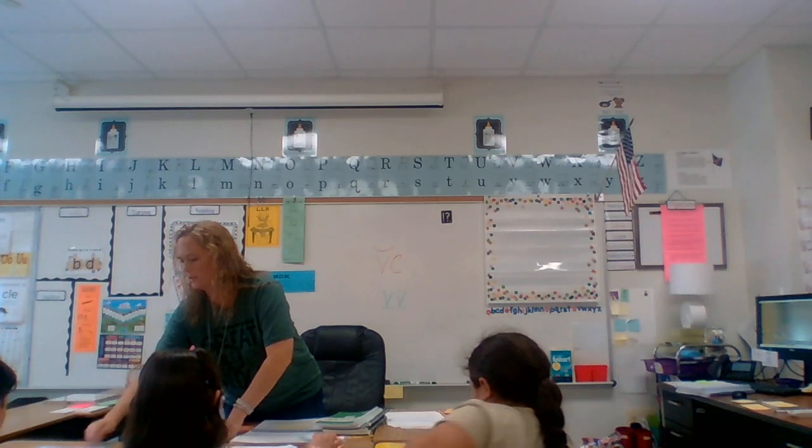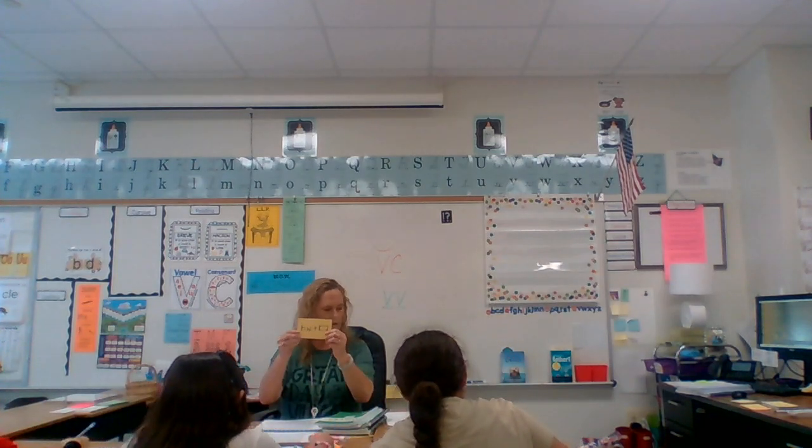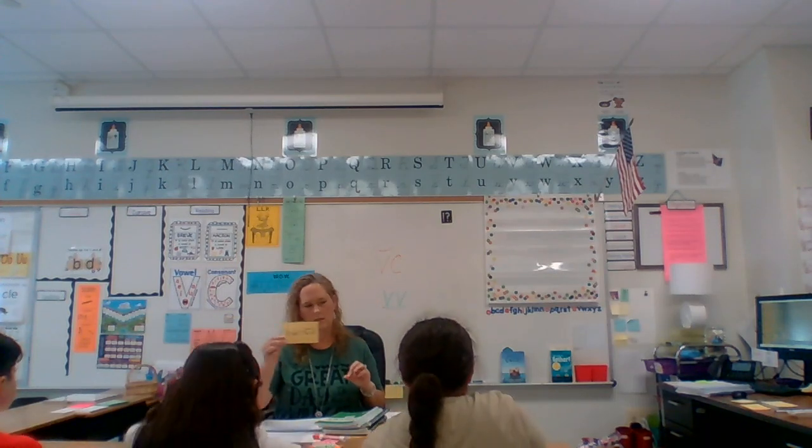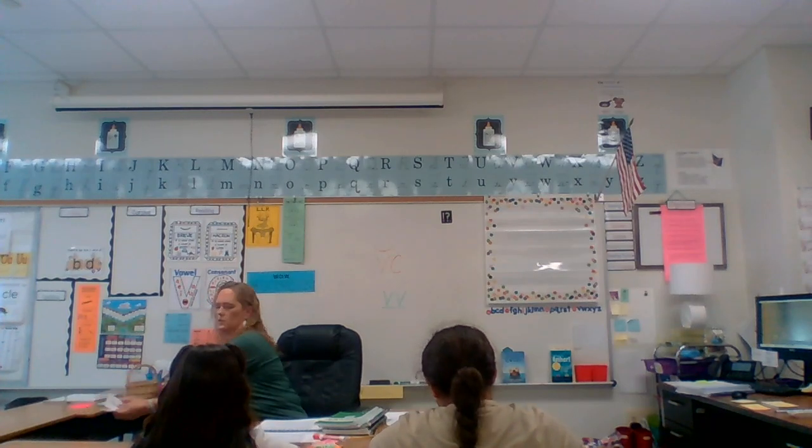All right, so we need to go back to line 1 because we circled the other things. Go back to line 1, and I want you to circle the derivative in line 1. Remember, a derivative is a base word plus a suffix. A base word plus a suffix. All right, what did you guys find? Jumping. Good.